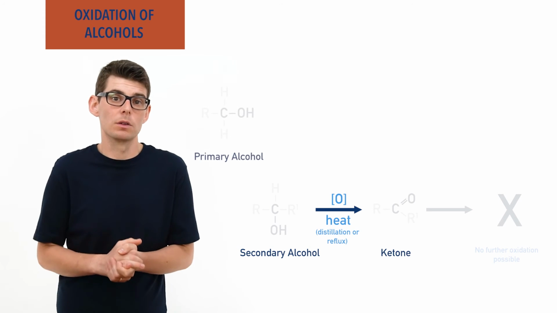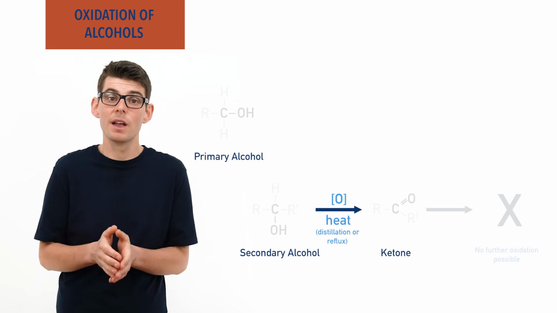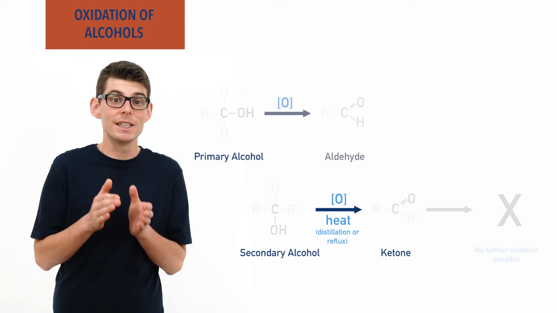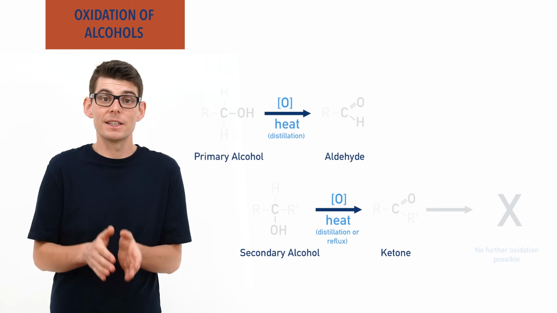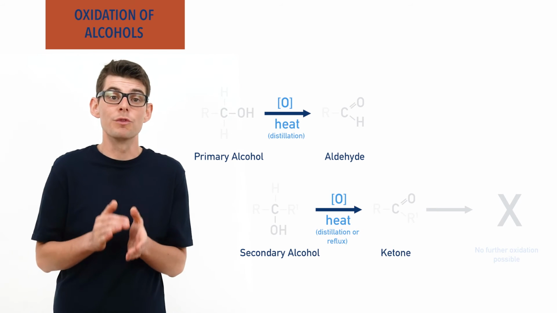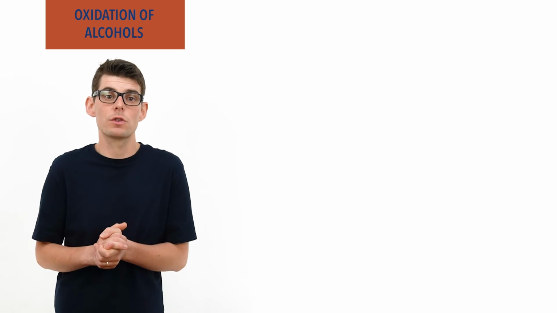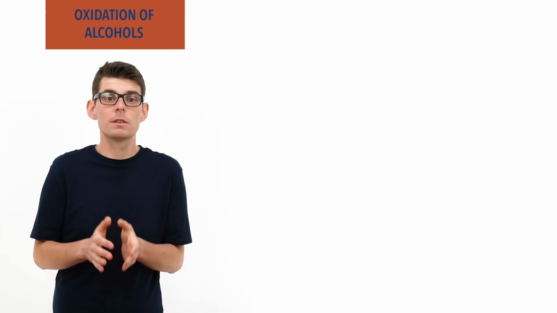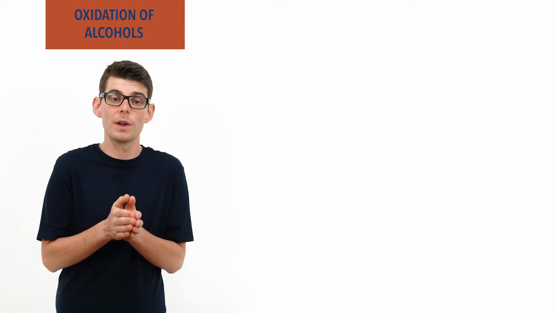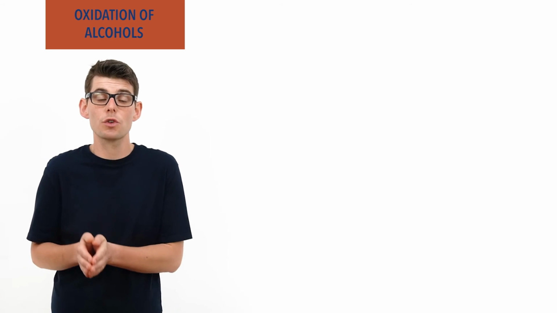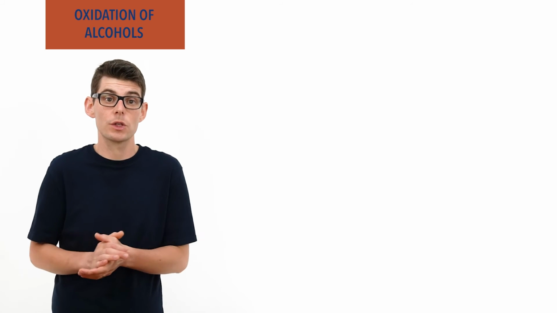For primary alcohols, however, it is important to remember that to get the aldehyde, distillation must be used, and to get the carboxylic acid, reflux conditions must be used. A common exam question and requirement at this level is to be able to determine whether an alcohol is primary, secondary, or tertiary based on oxidation reactions.